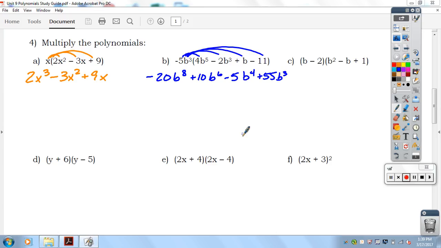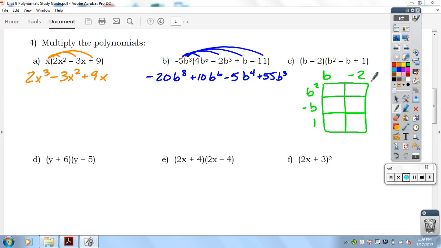C is where we finally multiply a binomial times a trinomial. So I'm going to use the table method, Punnett square method, you can call it that. There's also the vertical method, but I'm going to do the table method. B, negative 2 down the side, b squared, negative b, and a 1. You could have switched them, put the 3 up top and the 2 on the side. That's called the commutative property of multiplication.